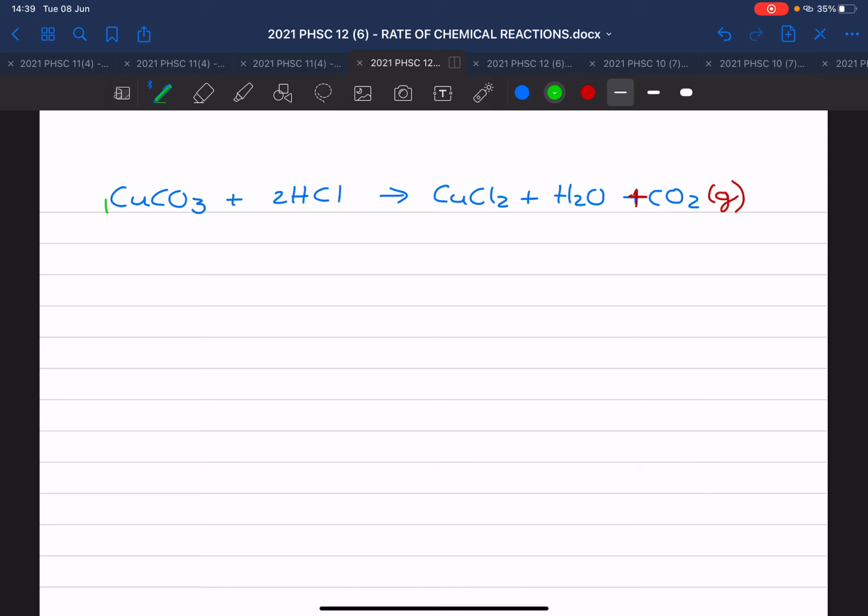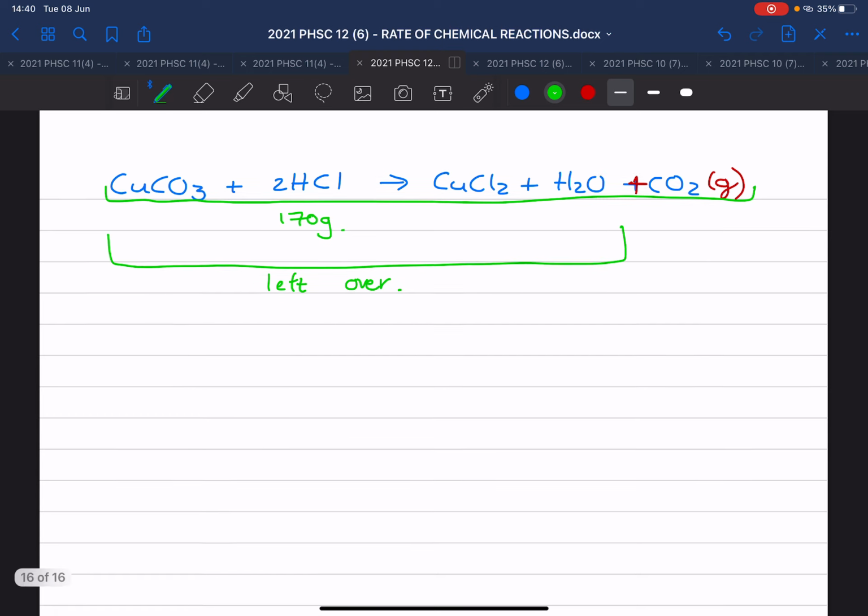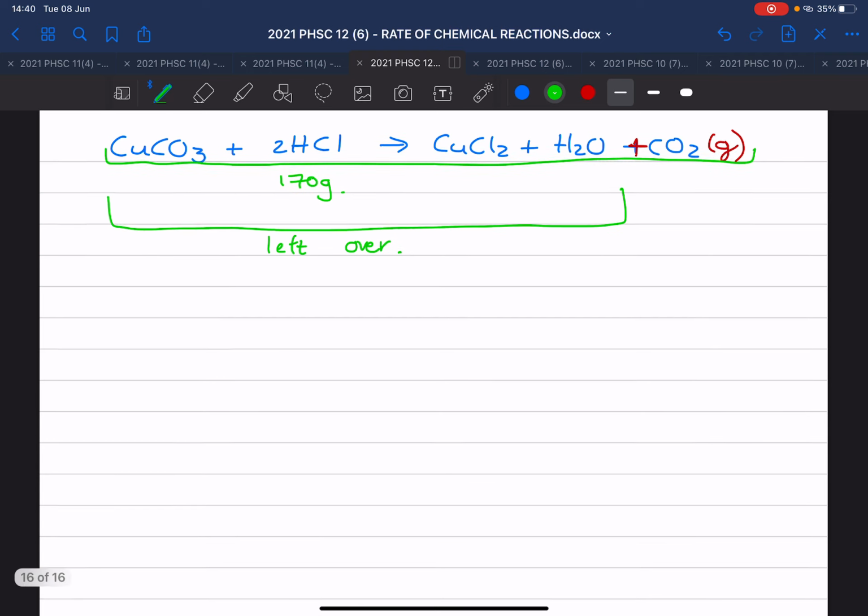Then at the beginning, they said all of that at the beginning is 170 grams. And then they say at the end, the carbon dioxide gas has escaped. And so the rest, all of that is the mass that is left over. Okay. Alright, so that is quite important that you can see and read that.